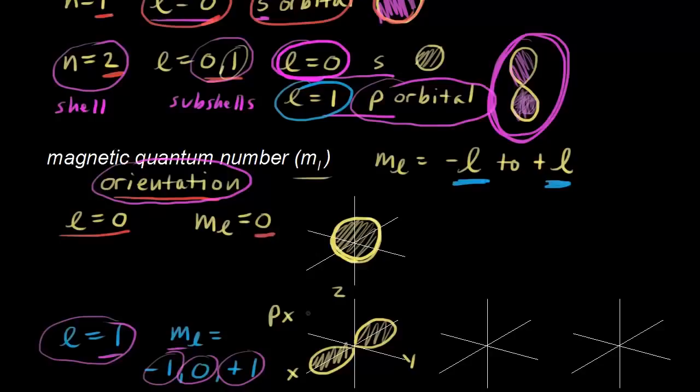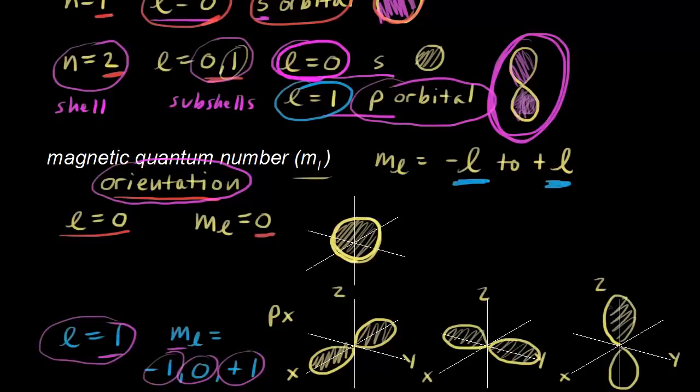So we have two more orientations. If this is x, this is y, and this is z, we could put a dumbbell here on the y-axis. So there's our second possible orientation. And then finally, of course we could put a dumbbell on the z-axis like that. So this would be a pz orbital, and this one right here would be a py orbital. So we have three p orbitals here, one for each axis.